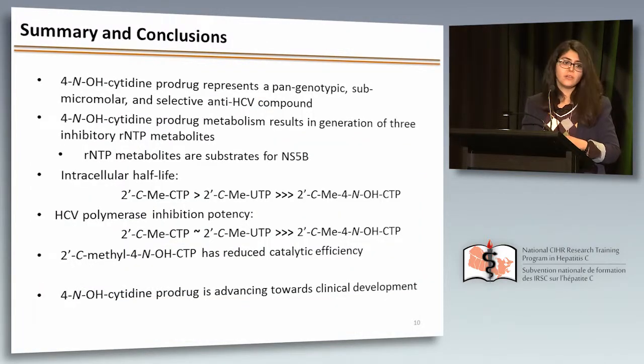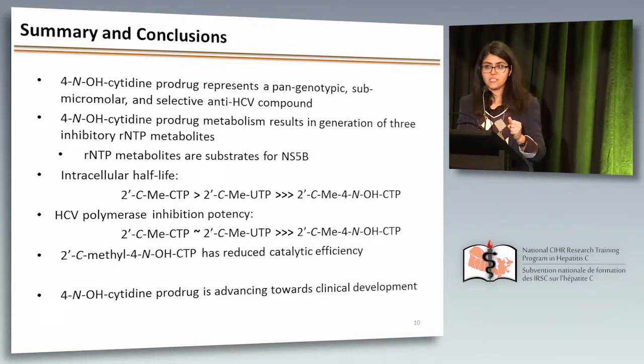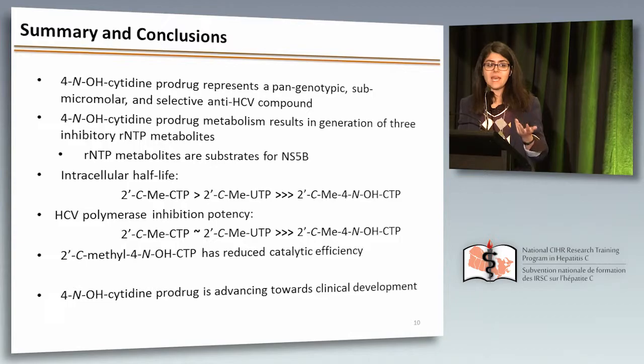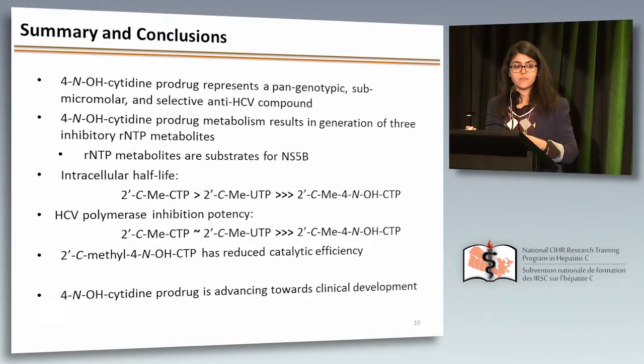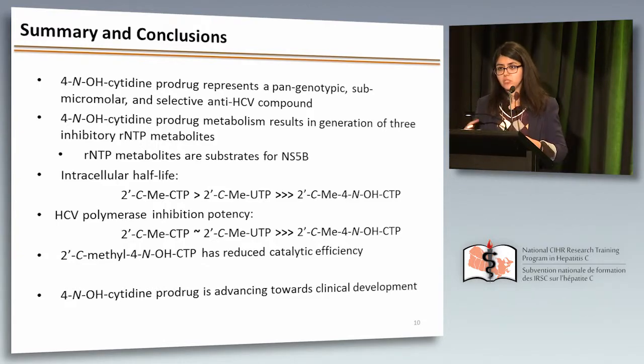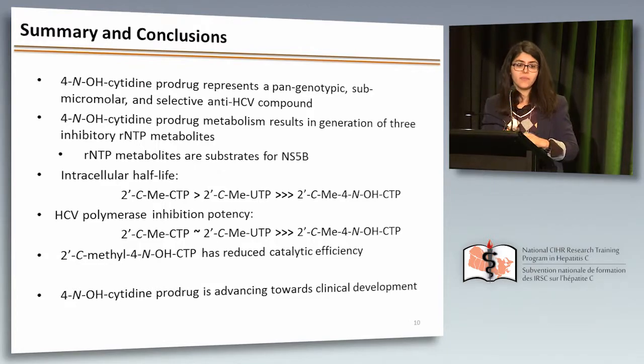So to conclude, to summarize what I've shown you, 4-NOH cytidine prodrug represents a pan-genotypic, submicromolar, and selective anti-HCV compound. The metabolism of this prodrug generates 3 different nucleoside triphosphate metabolites. 2 of them appear to contribute to inhibition. 1 of them seems to be catalytically deficient. Nevertheless, we are moving forward with further developing this compound. I believe animal studies are next.